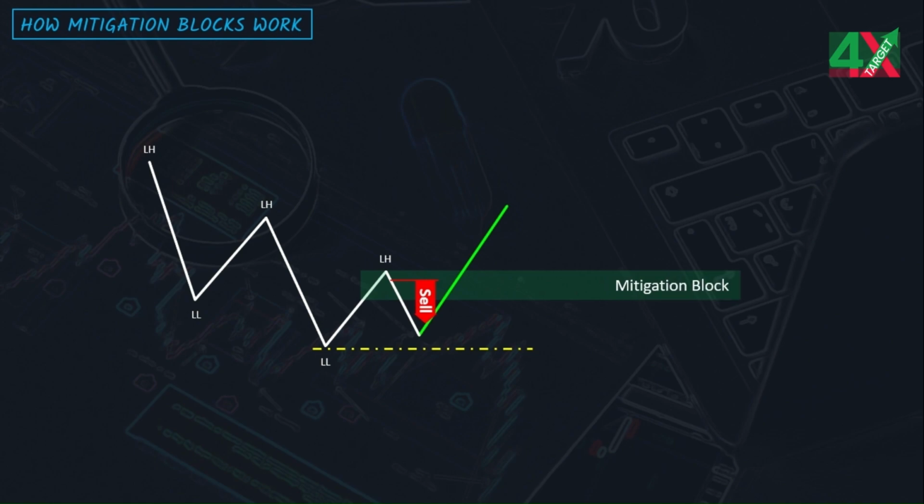This structural failure validates the formation of a mitigation block. Traders who entered short near the swing high are now trapped, sitting in drawdown as price moves against them. When price later returns to that same area, those trapped sellers are eager to exit their losing positions at break-even.